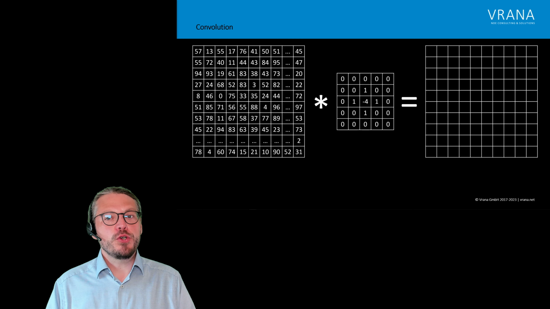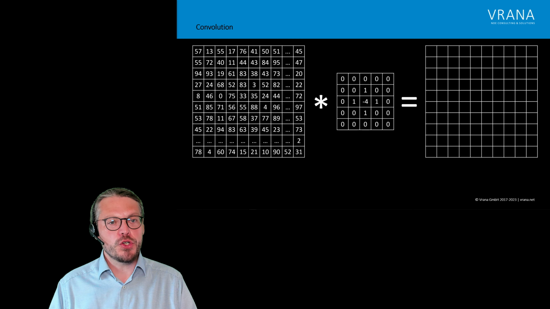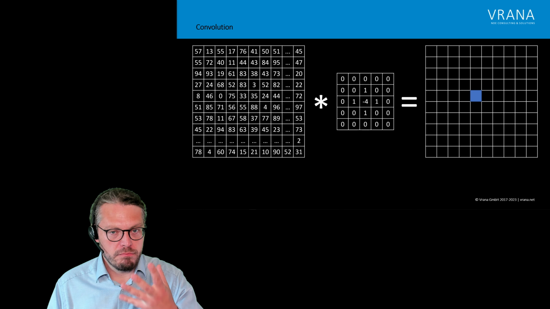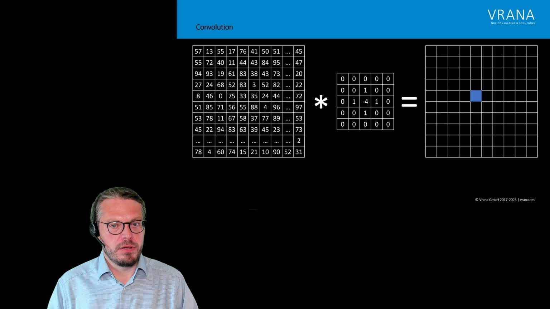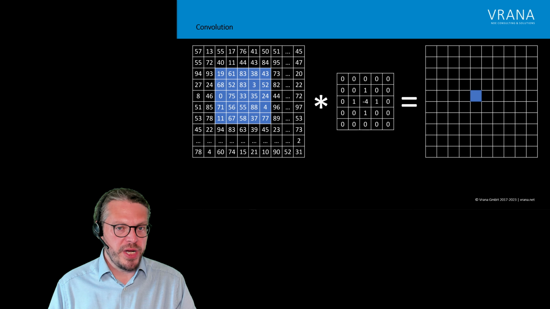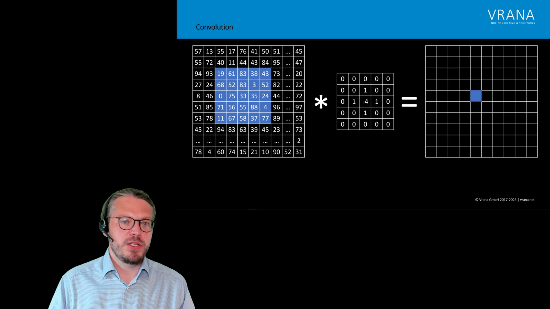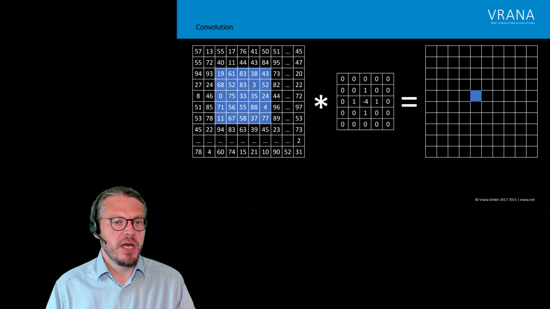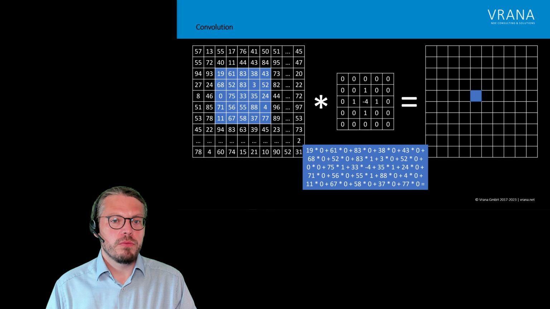Now, if we want to calculate the convolution for this particular resulting pixel, what we do is we take a 5 times 5 matrix around that pixel, so a 5 times 5 around the number 33. And then we multiply 19 times 0, 61 times 0, and so on and so on. And then we add up all of them. So this is what we do.